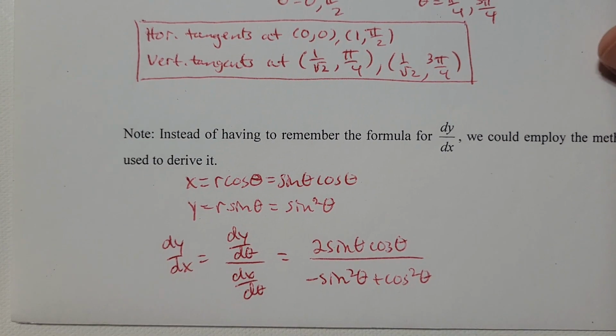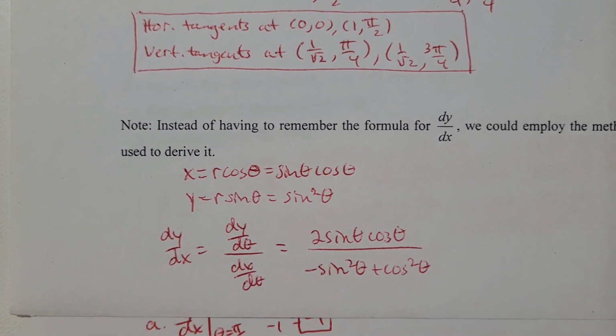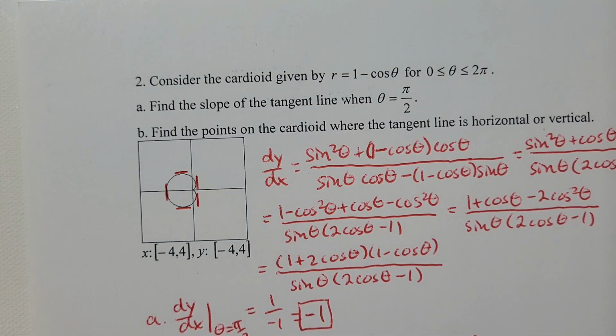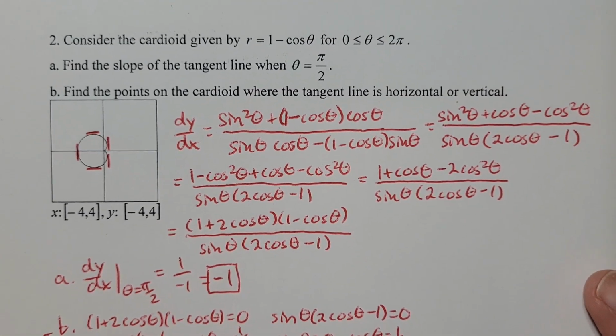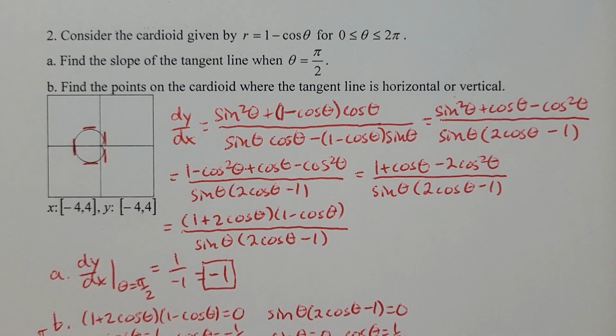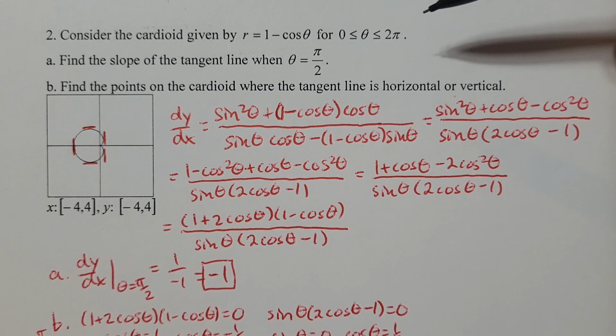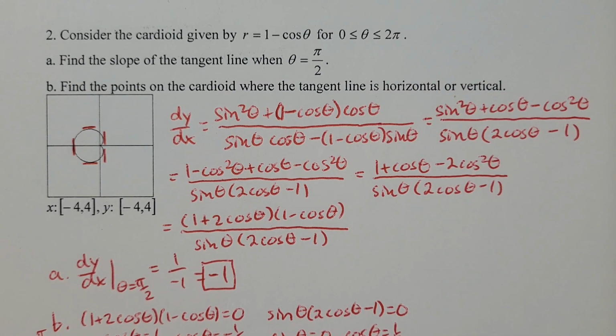So maybe let's try problem 2 next. In problem 2, we have a cardioid given by the equation r equals 1 minus cosine theta on the interval 0 to 2 pi. In part A, we want to find the slope of the tangent line when theta is pi over 2.